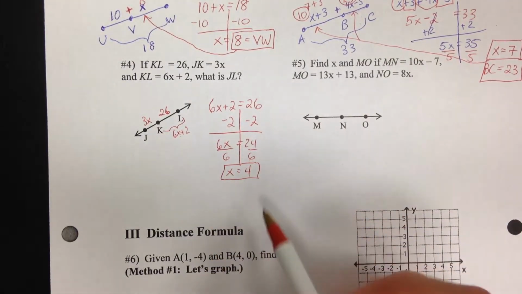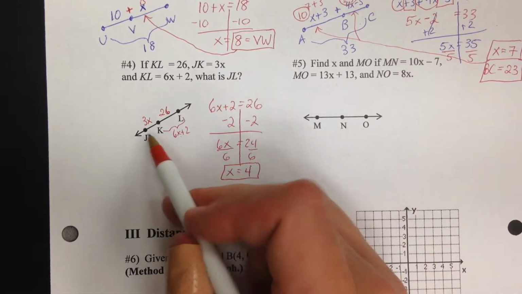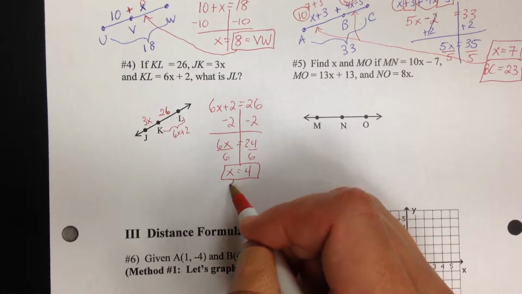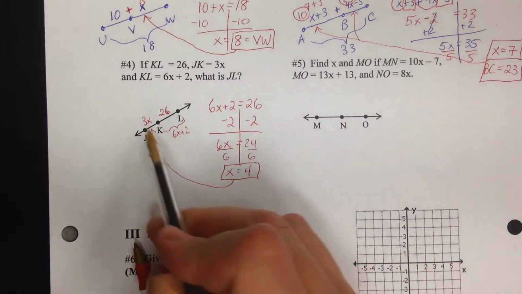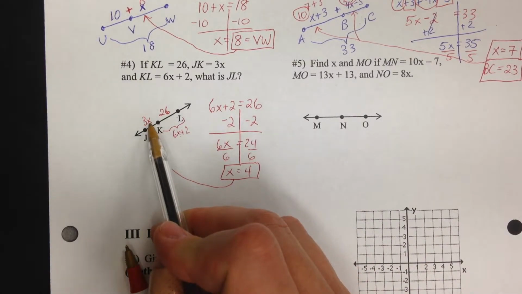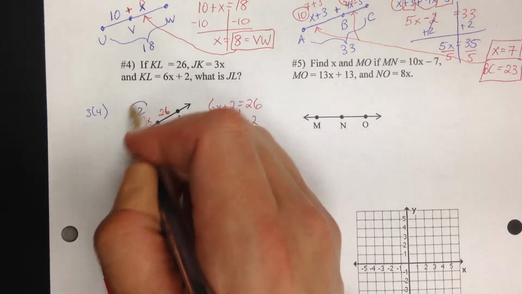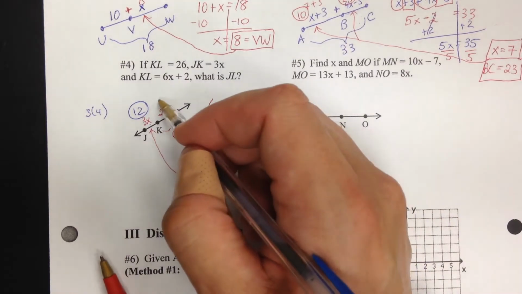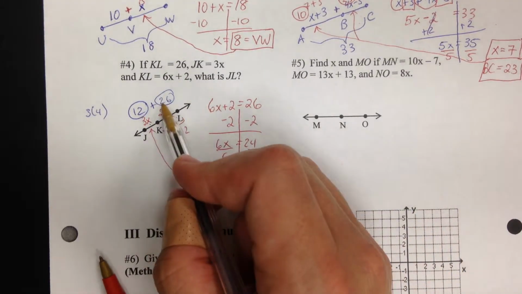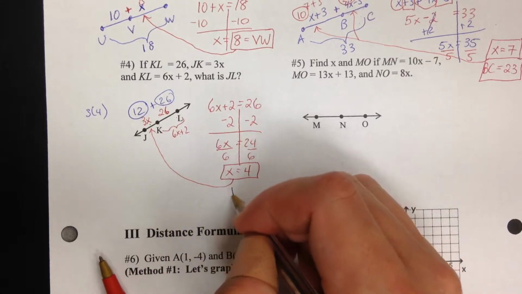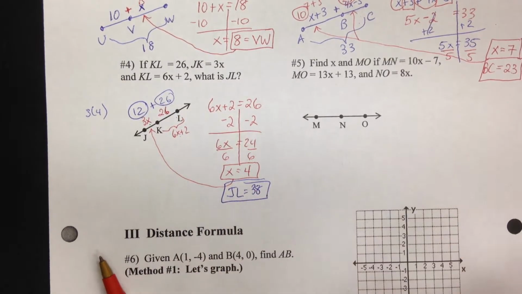Now what they want though, they say, what is JL? Well, JL is the whole thing, but let's take the 4 and plug it back into the picture. So we're going to do 3 times x, 3 times 4, which is 12. And then this was 26 already, so if we add those up, 12 plus 26, we get 38. So JL equals 38. And that is your answer.